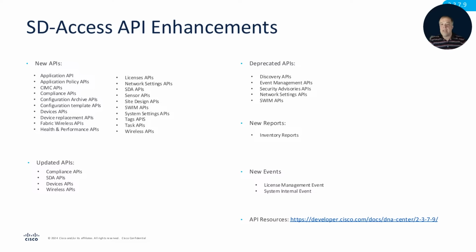So the new APIs are listed on the left-hand side there: Application API, Application Policy API. We've also deprecated some APIs that you can see on the right-hand side. We've updated some, and we've added some new events to the list of available enhancements for the API.